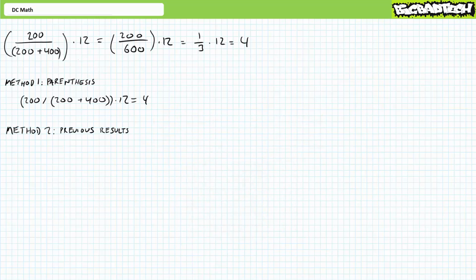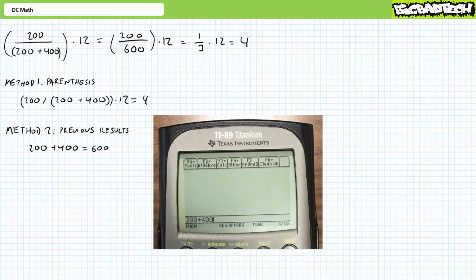Method 2, use previous results. Sometimes it's impractical to write a large expression in one line using parentheses, and instead of feeding the calculator the whole expression at once, feed it a little bit at a time. Consider the original expression. The way it's written, we need to resolve the addition operation in the denominator first. 200 plus 400, press enter. The calculator returns 600 as we might expect. Now we need to divide 200 by 600.